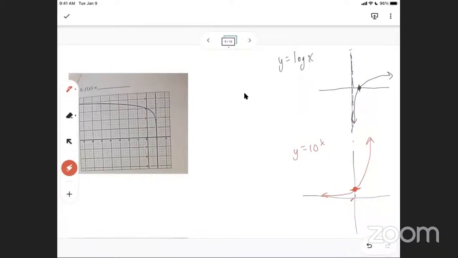Okay. If you flipped it over the line, in fact, I could have drawn it on here. I should have. If you flip it over the line y equals x, those graphs are reflections of each other. So that's y equals 10 to the x. Okay, do you remember that? Have you learned that? Yeah.